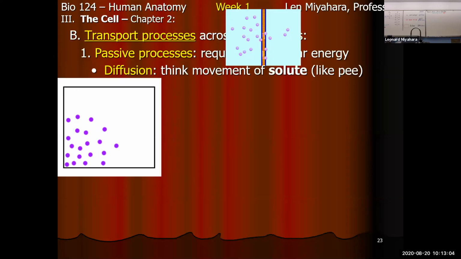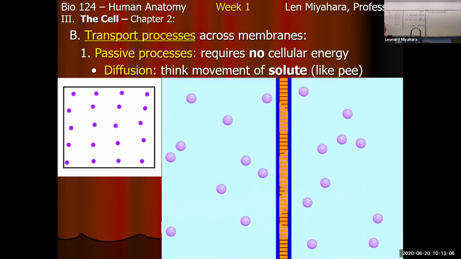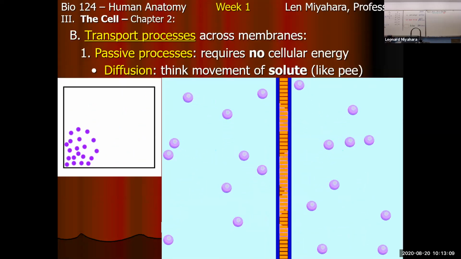And it's like these purple dots. You urinate in that lower left corner, and it spreads out from high concentration to low concentration. If your urine is purple, you should go to the hospital.